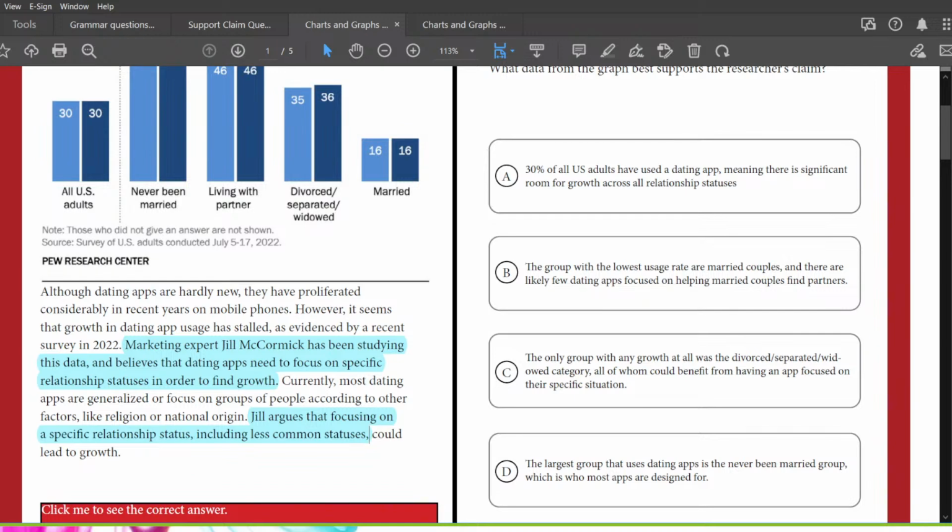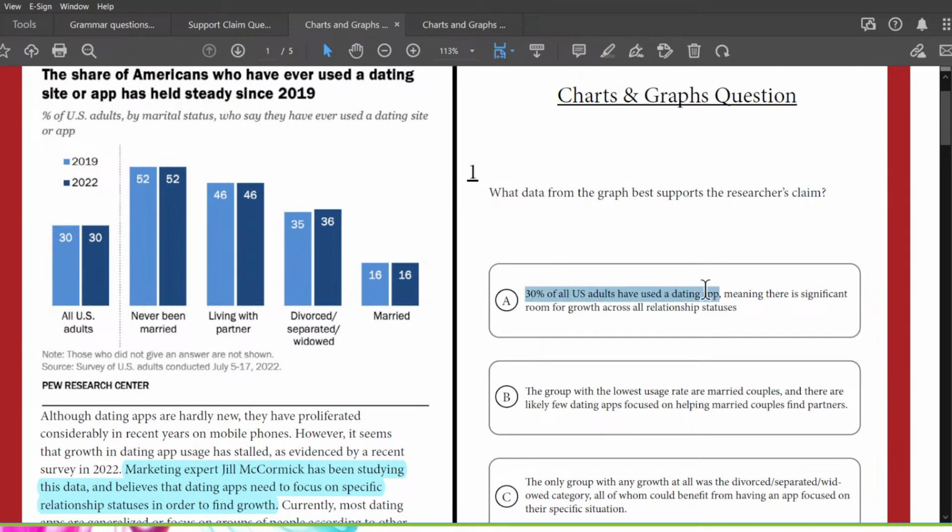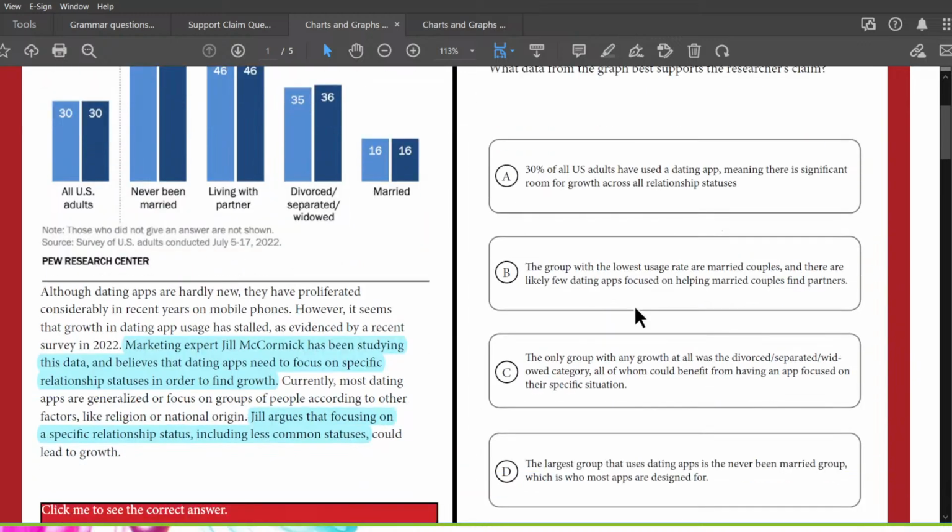All right, so I'm looking at your answers. I'm seeing some variety. Let's take a look. First one here says 30% of all U.S. adults have used a dating app, meaning that there is significant room for growth across all relationship statuses. I don't like this one because look at what she's telling us. She says we need to focus on specific statuses, including less common statuses, less common situations.